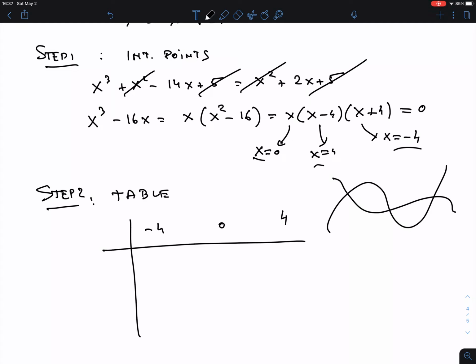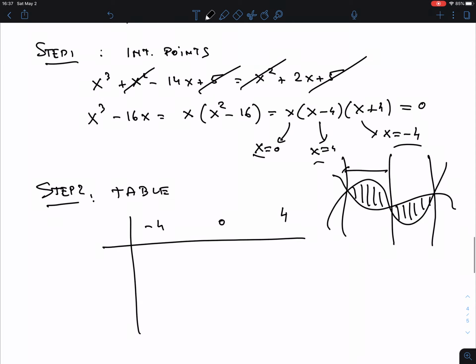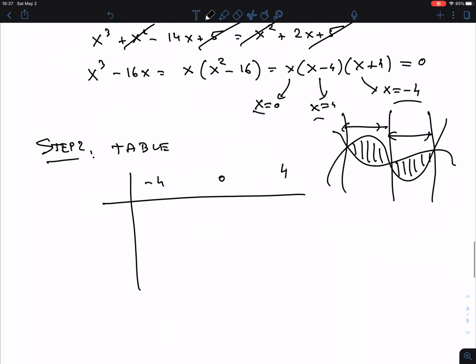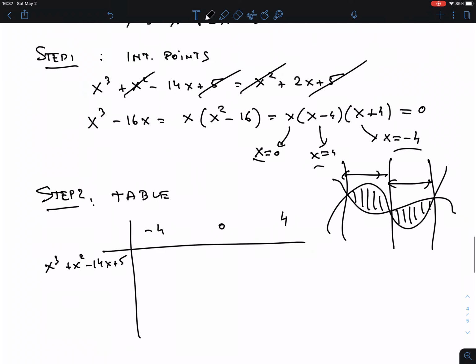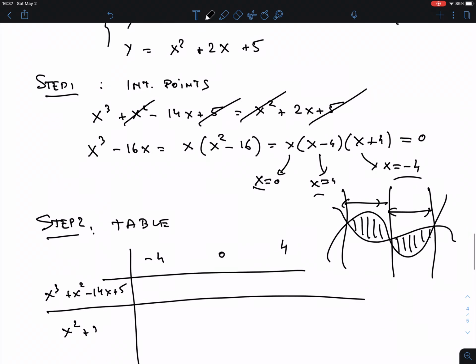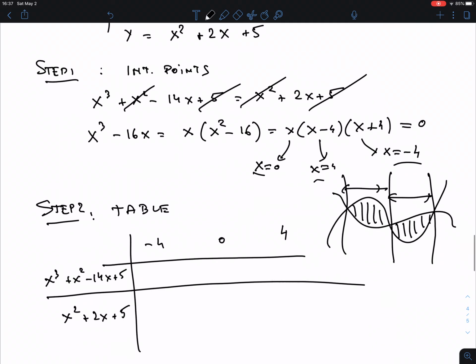I exaggerate a little bit. So at some point one of the curves is on top, and at another point the other one is. So what we're going to have to do is split the integral. We have this integral we're going to do, and then also this integral. And how do you know what is on top and bottom? Well, we have the intervals here, and we also have the two equations, that is x cubed plus x squared minus 14x plus 5, and the other one is x squared plus 2x plus 5.